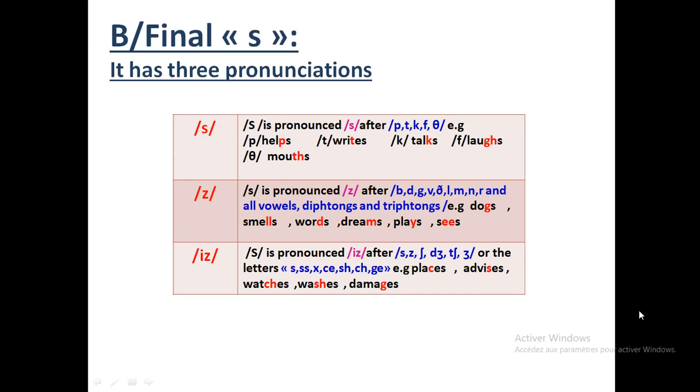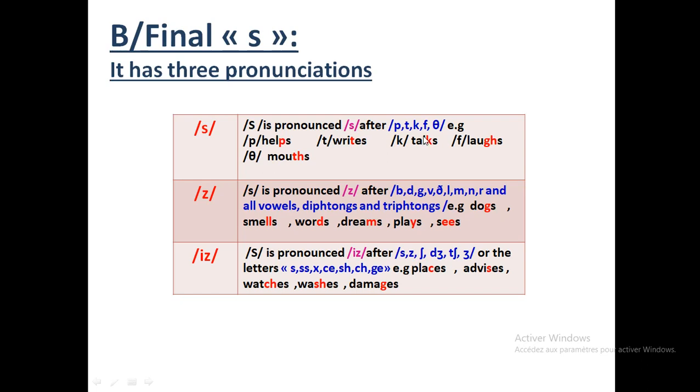As you know, final S, you have seen this lesson in your first, second, third years, and you are going to see it again in your fourth year. As you know, the final S has three pronunciations: S, Z, and EZ. The S is pronounced S after the sounds P, T, K, F, Th. Examples: helps, writes, talks, laughs, mouths.